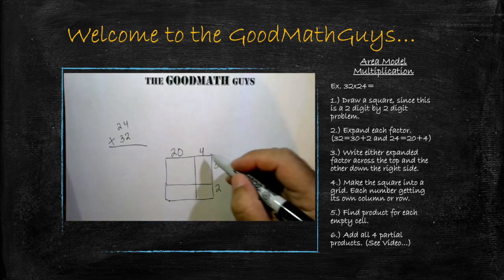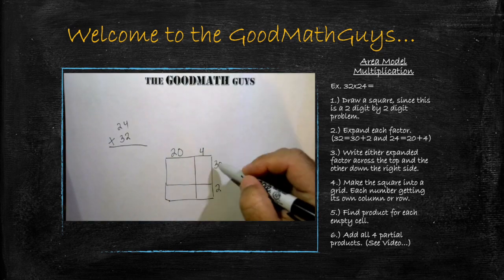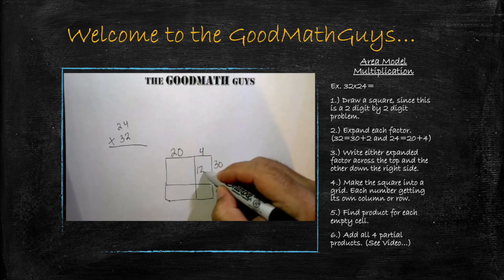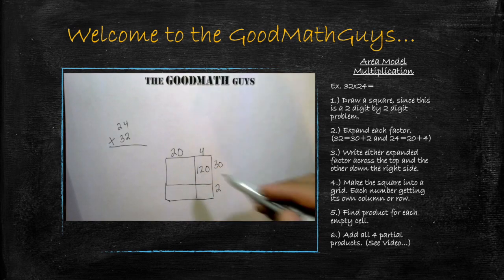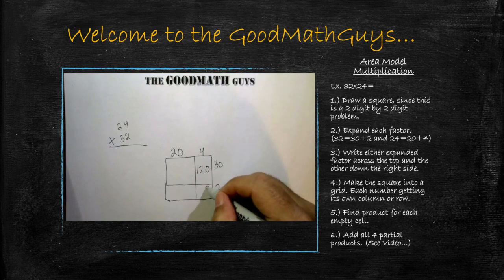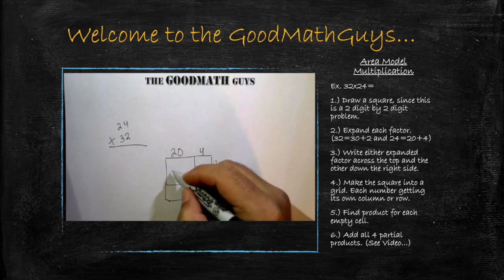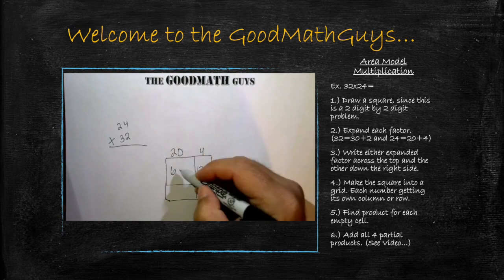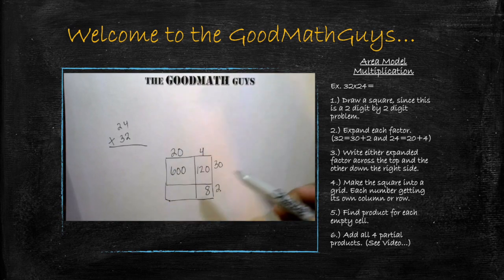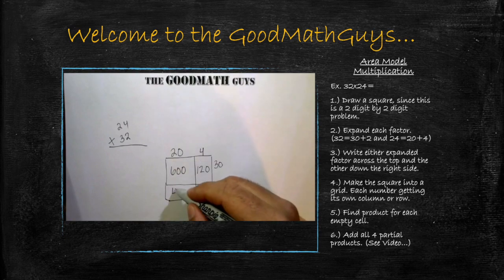So very easily, 4 times 30, all you have to do is 4 times 3 is 12, and add this 0. 4 times 2 is 8. 2 times 3 is 6, but you have this 0 and this 0, so it's 600. And then 2 times 2 is 4, and you have this 0, so it's really 40.